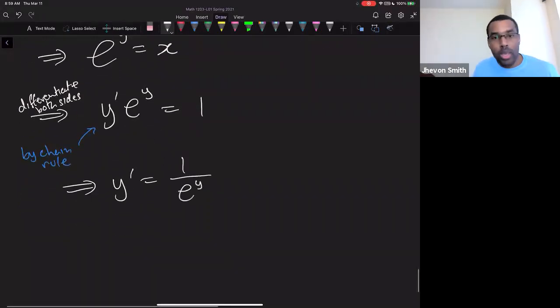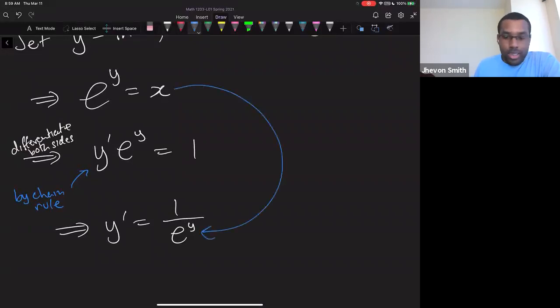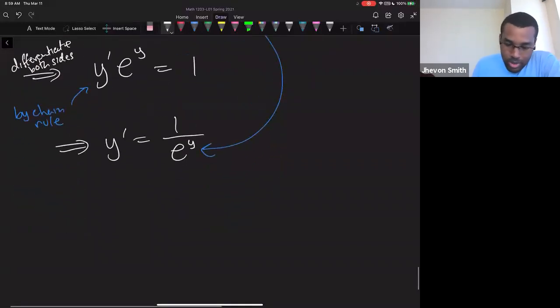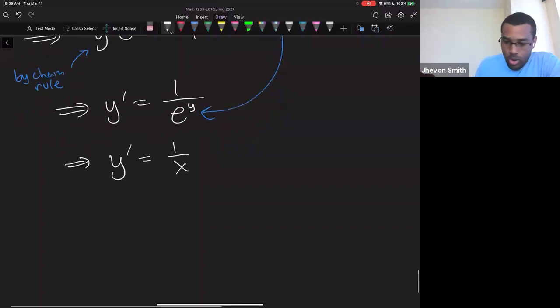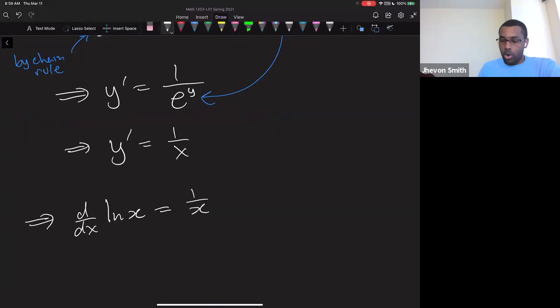That's just 1 over e to the y. And now you say, well, what is e to the y? Well, e to the y is x, isn't it? So this gives you that your y prime is 1 over x. Or in other words, the derivative of ln x is 1 over x. Now, of course, your x cannot be 0, but it couldn't be 0 in the first place, right? Because it was inside a logarithm.